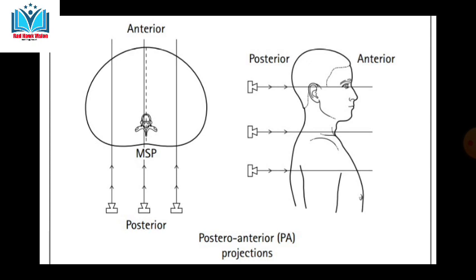Posterior anterior projection. In the axial view, in the left image, you can see the same thing, how the central ray emerges from the posterior to the anterior. You can see it.